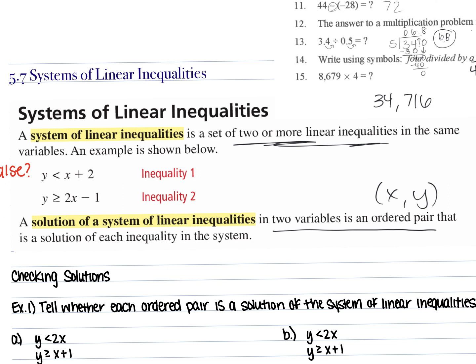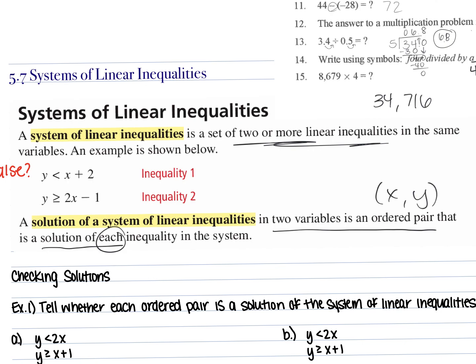Now, if you're going to pick a point and it's going to be a solution to a system of inequalities, it has to be a solution to each. Circle the word each. Has to be a solution to each of the inequalities. That means it cannot satisfy one and not the other. It's all or nothing, okay? Has to work for both. Otherwise, it's not a solution.